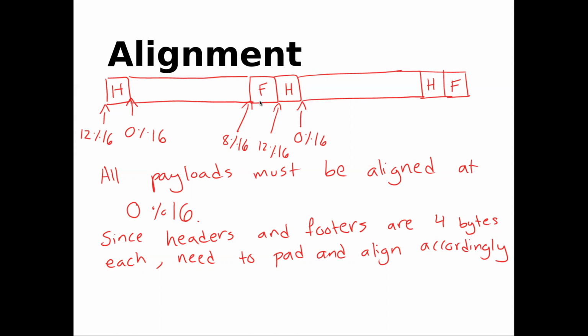One thing I've neglected to mention is every block has a header and a footer, where the header is 4 bytes and the footer is 4 bytes, and these are exactly the same. This just makes it easier to traverse your linked lists.